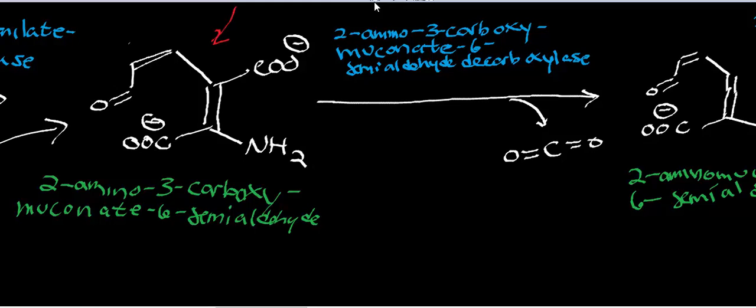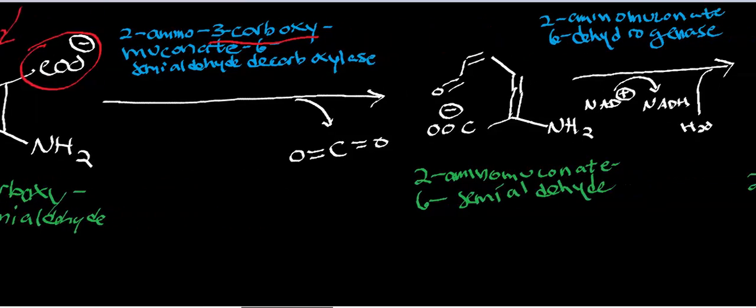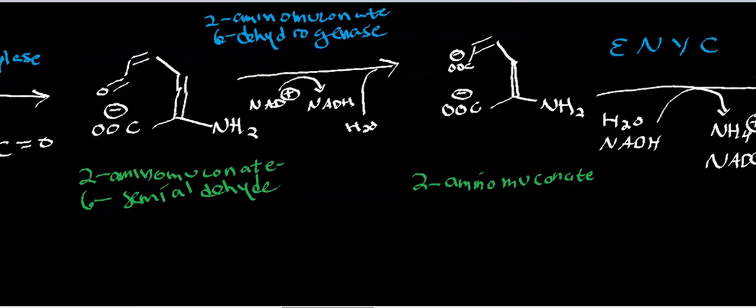So this reaction is 2-amino-3-carboxymuconate 6-semialdehyde decarboxylase. The carboxyl group that's going to get removed is the one on the 3 position, so it would be the 3-carboxy group. This is the one that gets removed as carbon dioxide. And what we generate at this point is something called 2-aminomuconate 6-semialdehyde.